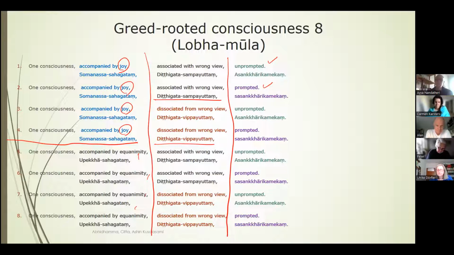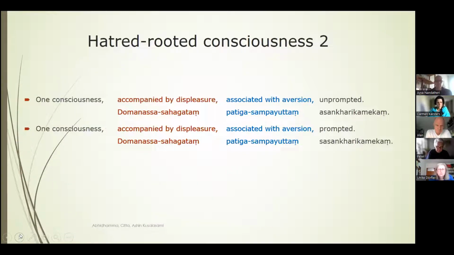The next step is to understand, and the step after may be to apply it in your daily life. So the first step is please try to remember all these kinds of Cetas. This first group is greed-rooted consciousness, 8. And the next group is hatred-rooted consciousness. This one is accompanied by displeasure, and the other one is the same, accompanied by displeasure. This one also the same, associated with aversion, and the other associated with aversion as well, the same. Only here is a difference: unprompted and prompted. I hope you remember these two words, unprompted and prompted.